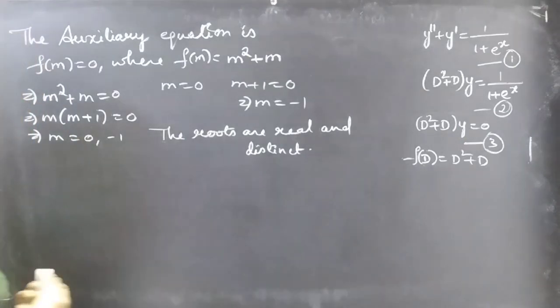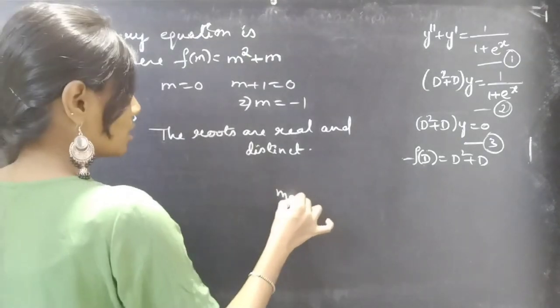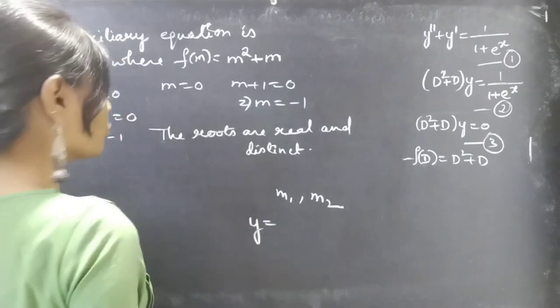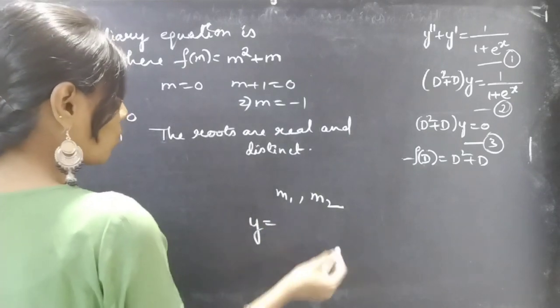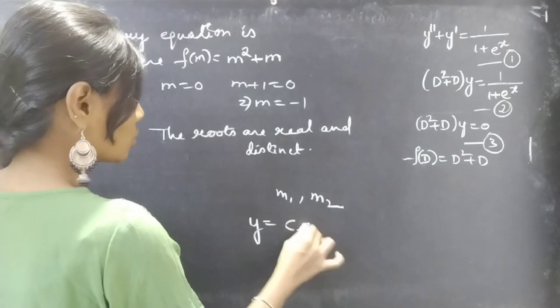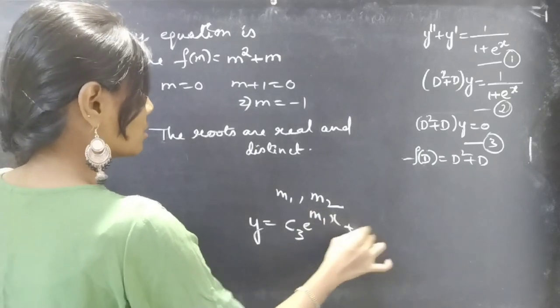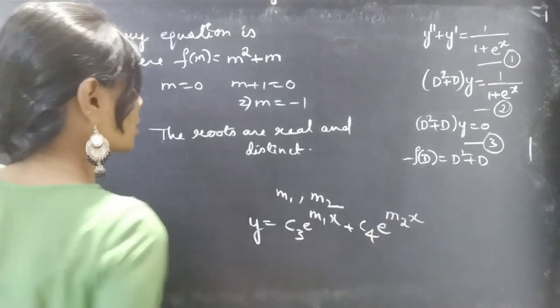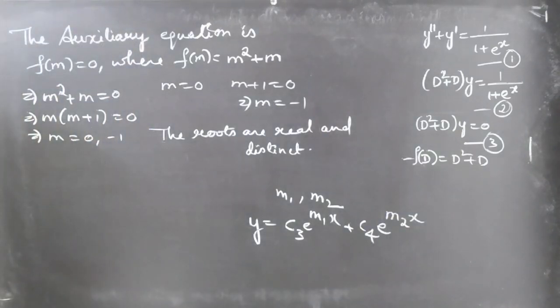We know that when two roots, say m1 and m2, are real and distinct, then the solution to homogeneous equation looks like one constant, say c3, into e power one root into x, plus another constant into e power another root into x. Here I am taking c3 and c4 instead of c1 and c2 because I want c1 and c2 to appear in the last general solution, right? Now coming to the solution to homogeneous equation.